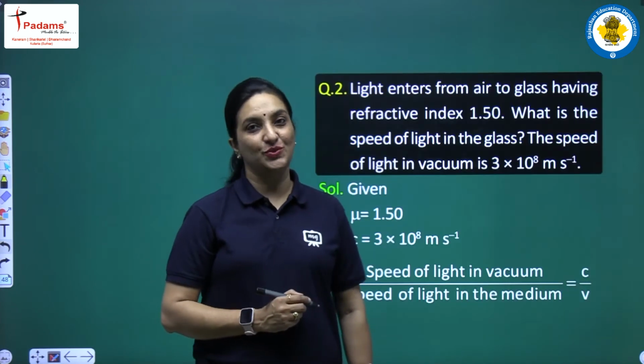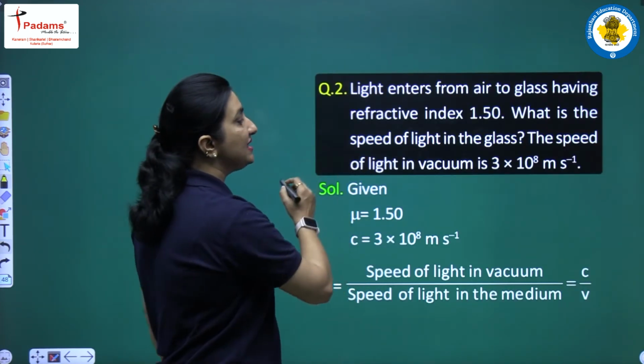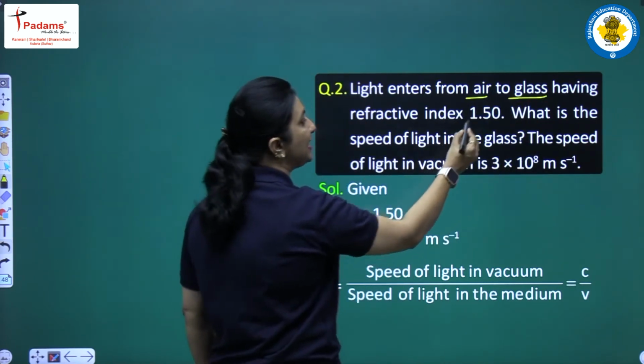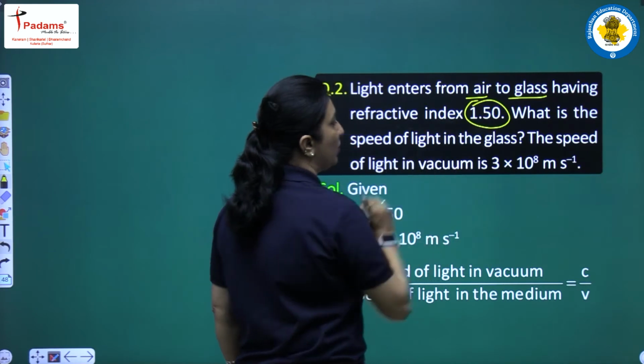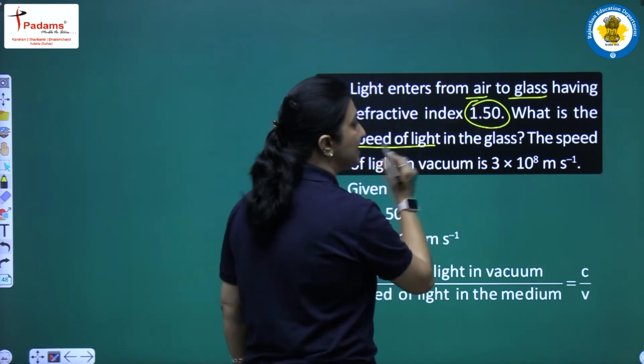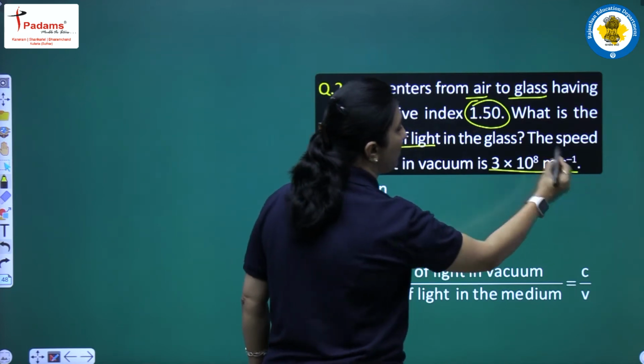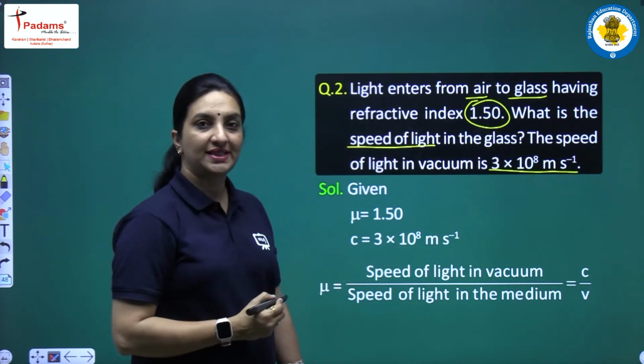Let's see the next question. Light enters from air to glass having refractive index 1.50. What is the speed of light in the glass? The speed of light in vacuum is 3 into 10 to the power 8 meters per second.